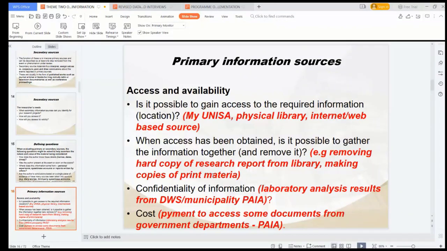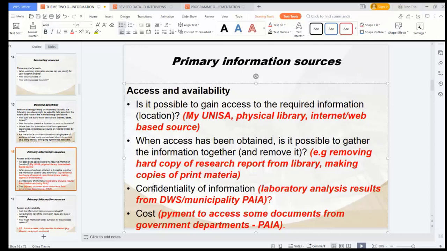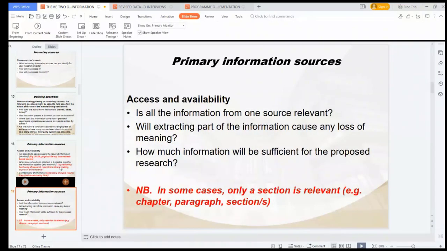So if you want to access some information, laboratory results from the municipality or from the Department of Water and Sanitation, you have to pay a certain fee. Can I again pause here and hear if there is a question from somebody or a comment that can be made? We continue with accessibility of primary sources of information.